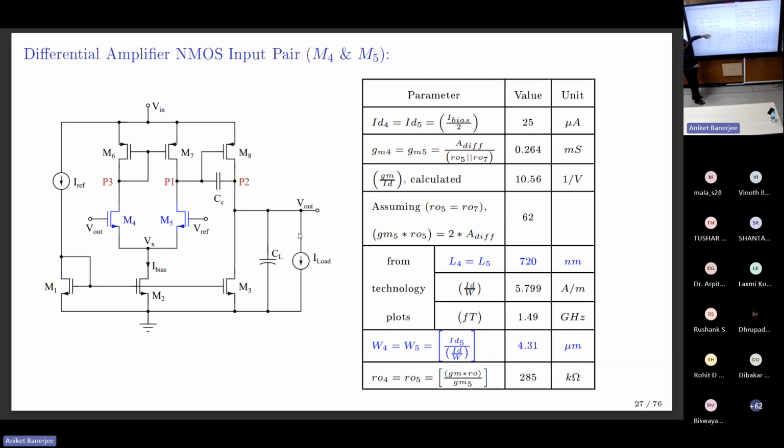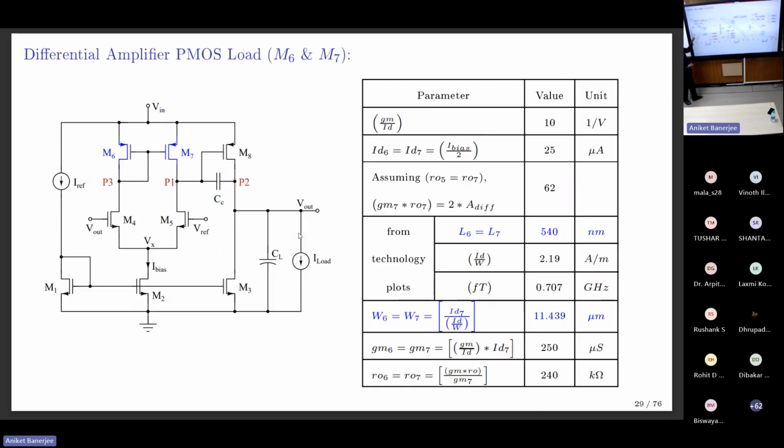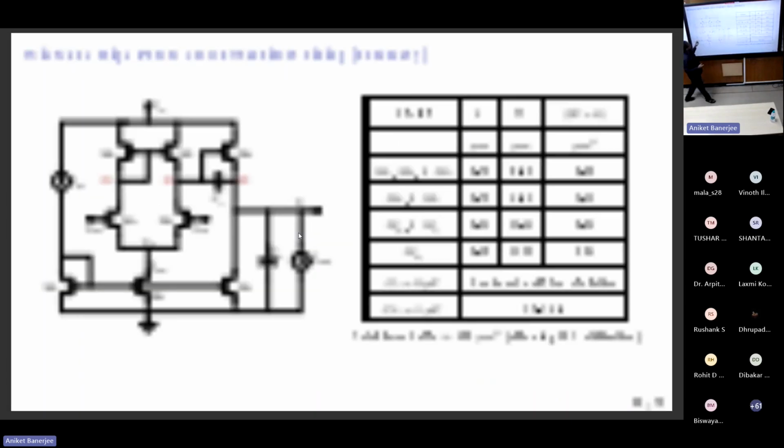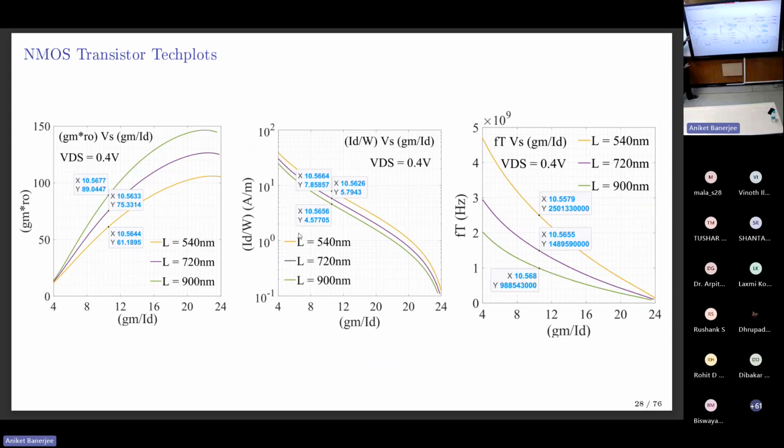That is the assumption. But I have arrived at all the WLs just by using the lookup tables, right? So this also will match. The reason why it did not match is you look at this VDS. This is the NMOSFET we are talking about, right? The NMOSFET M5 VDS is 354 millivolts. In the tech plots, we used VDS 0.4 volts. This answers the telescopic cascode question.